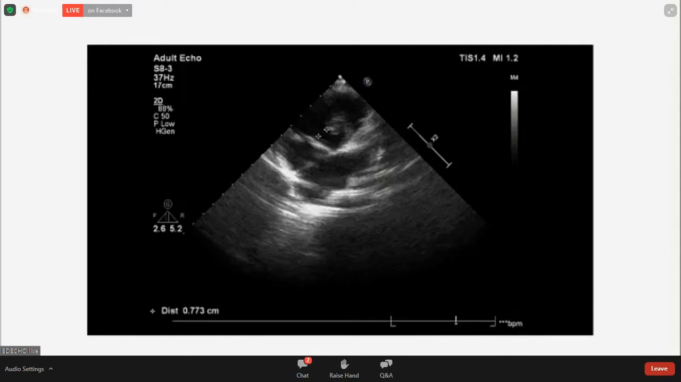And this is the short axis view at the level of the aortic valve. You can see the location of the VSD is approximately at the 9 o'clock position. So this is obviously a perimembranous VSD.